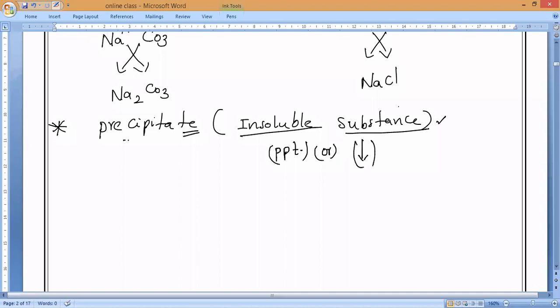It will form only on the product side or the reactant side? Anybody? Product side or reactant side? Which side? Product side. Do you understand? Only on the product side will the PPT form. All of you should remember that. Now, the first example.